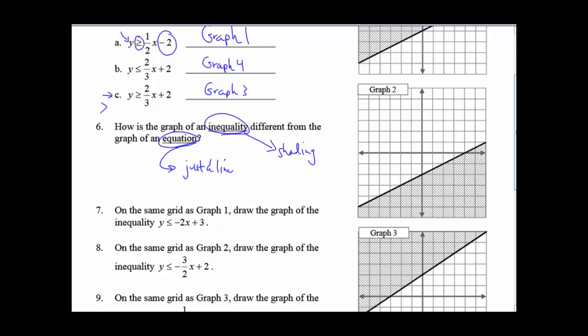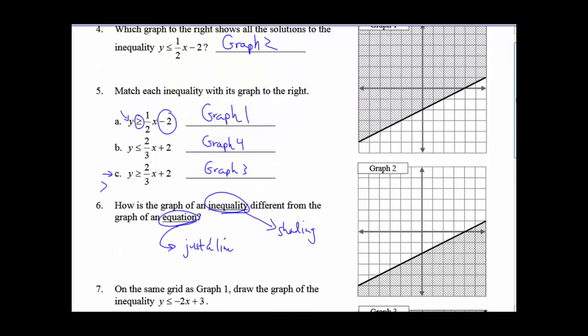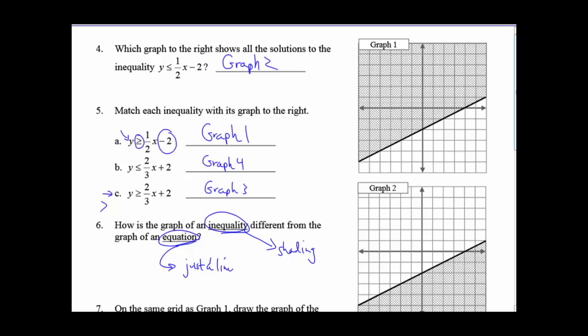7. On the same grid as graph 1, draw the graph of the inequality y is less than or equal to negative 2x plus 3. So we scroll back up here. We're going to start at plus 3, so we'll use my blue marker. If we go up 1, 2, 3, we're going to put a point. Now we're going to have a slope of negative 2, so we're going to go down 2, right 1, down 2, right 1, down 2, right 1, down 2, right 1. We get this graph. It's a line here and goes up and continues here.